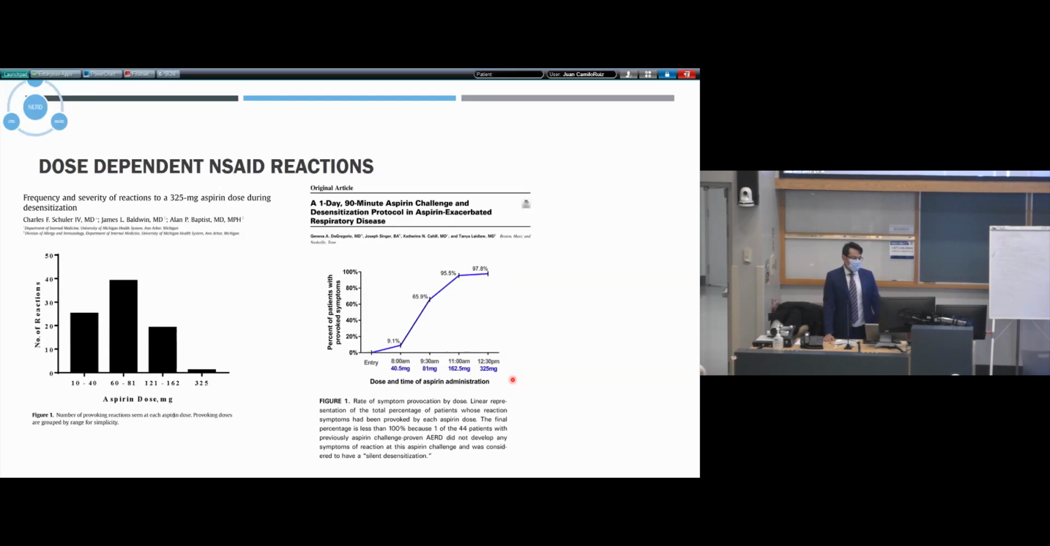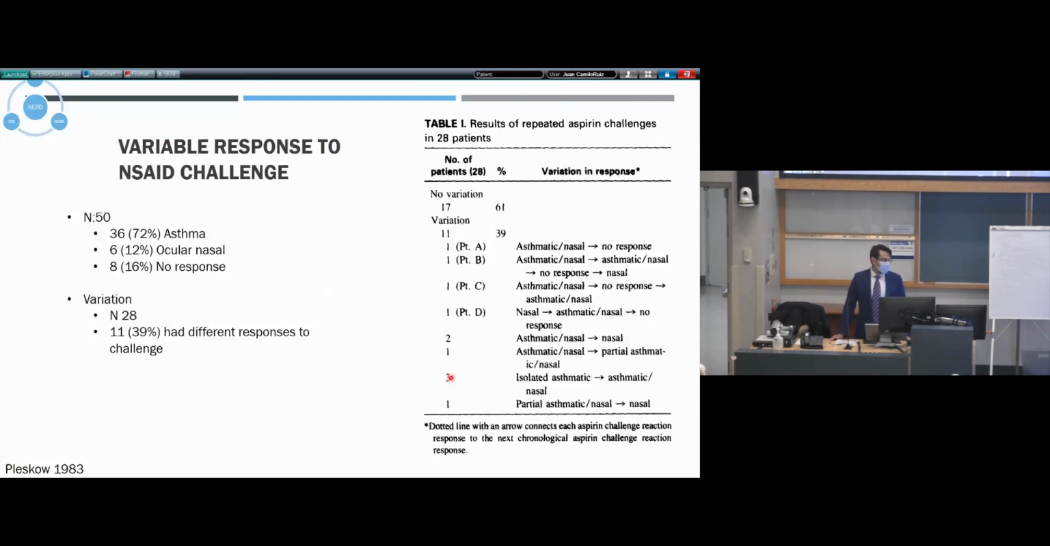So these are from 2 desensitization papers that were published in the last 10 years. The one on the right shows that only about 9% of patients react to 40.5 milligrams of aspirin. Once you increase that to a baby aspirin of 81 milligrams, about 65% of patients will react, meaning that you might have some patients that could take baby aspirin and still have NERD. Most of them will react after a dose of 325 milligrams. So the dosing is very important as well.